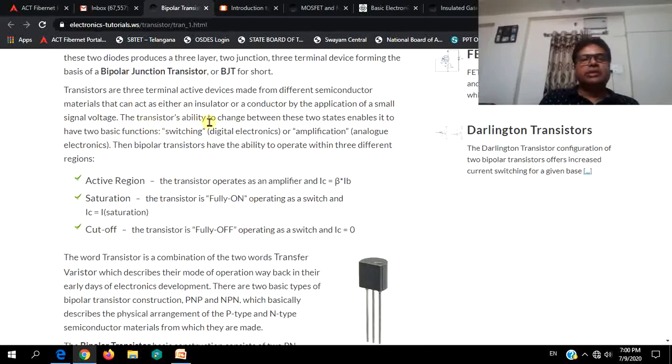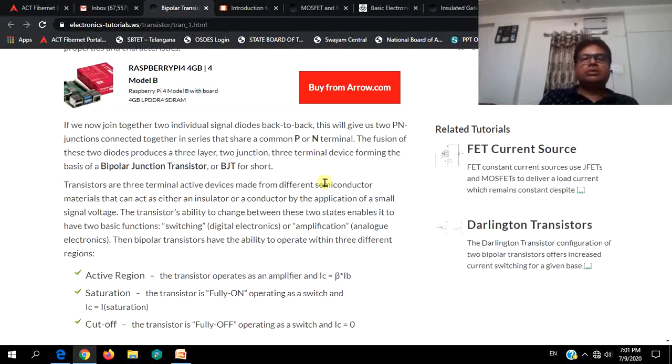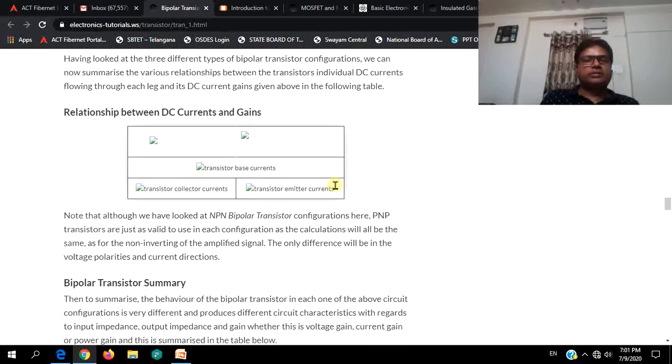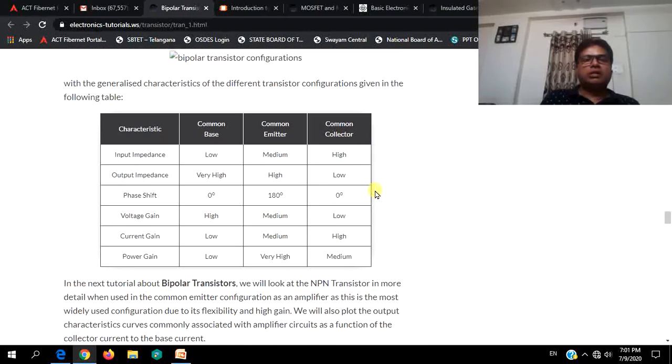The transistor's ability to change between these two states enables it to have two basic functions: switching or amplification. So switching action, that is on and off, is used for digital electronics, and for analog electronics, amplification is used, where it operates in the active region with the gain beta. And it has less power loss, but turn on and turn off times are long.